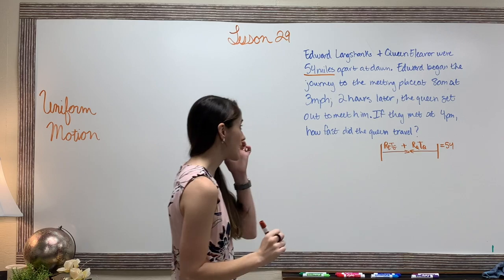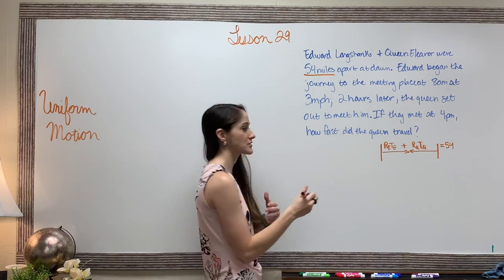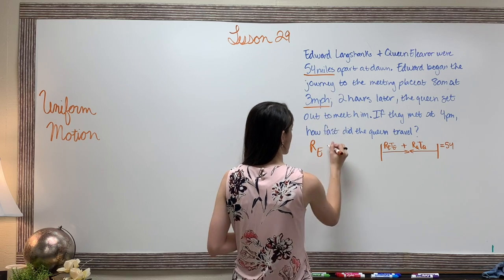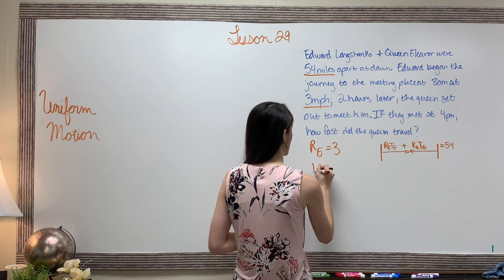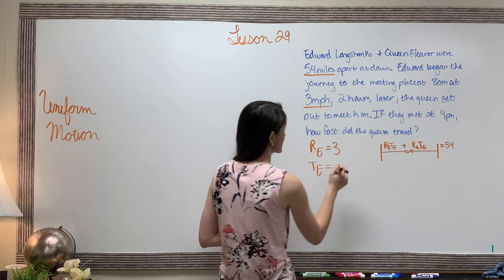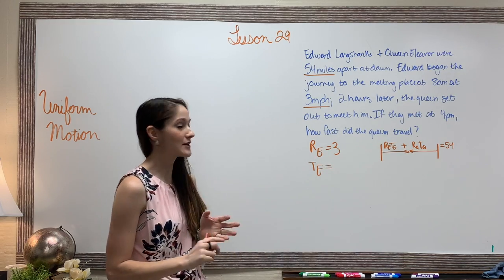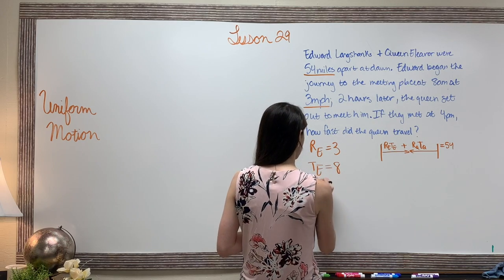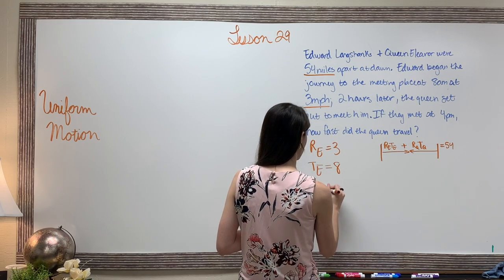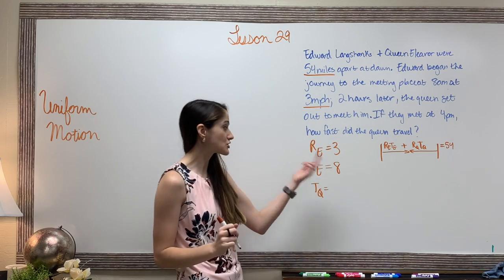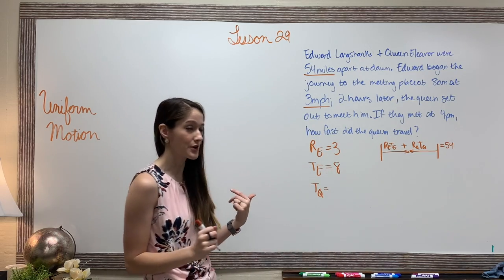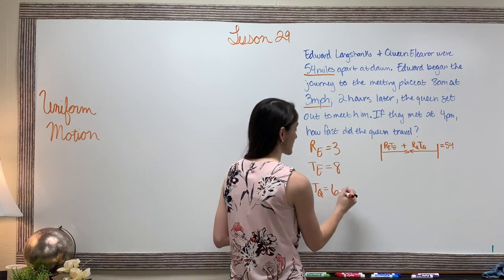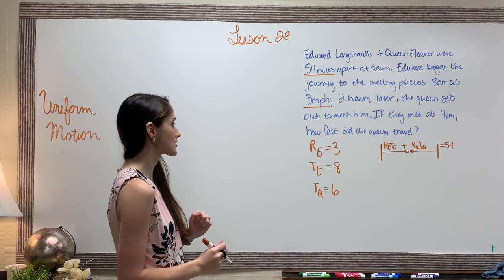Okay, so now looking at other equations that we can plug in here, we know that the rate of Edward is 3. And then we know the time of Edward, because he started at 8 and they meet up at 4. So that is a total of 8 hours. And then we also know the time of the Queen. She starts 2 hours later than Edward. So her time is going to be 6 hours.